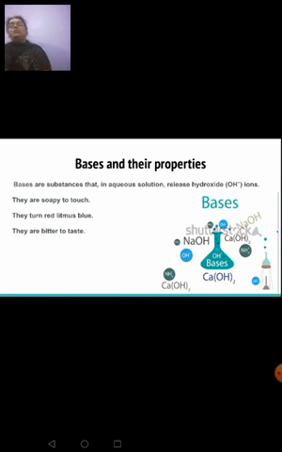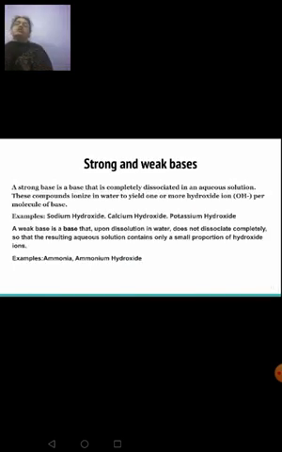Okay, now these bases are also classified into strong and weak bases, same as acids. A strong base is a base that is completely dissociated in an aqueous solution. They tend to yield more hydroxide ions in aqueous solution. In that case, they are called strong bases. Examples of strong bases are your sodium hydroxide, your calcium hydroxide, your potassium hydroxide. These are all strong bases.